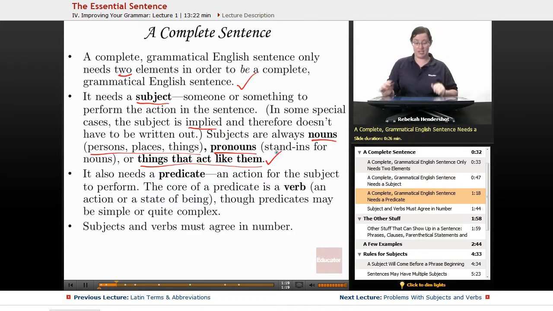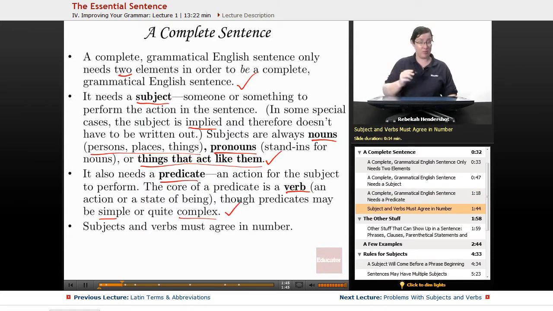The other thing that a sentence needs is what's called a predicate, an action for the subject to perform. The core of a predicate is a verb, which is a word that indicates an action or a state of being, although predicates may be simple or quite complex. So predicates can be very short, they can be very long, but they always have to have a verb and they have to say what the subject of the sentence is doing.